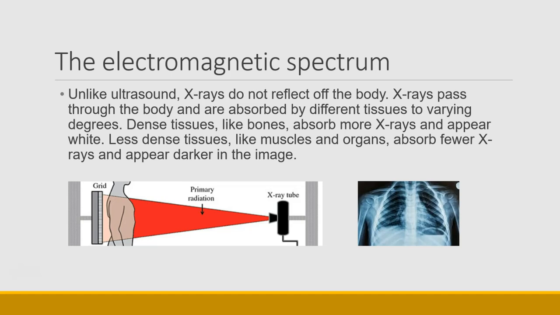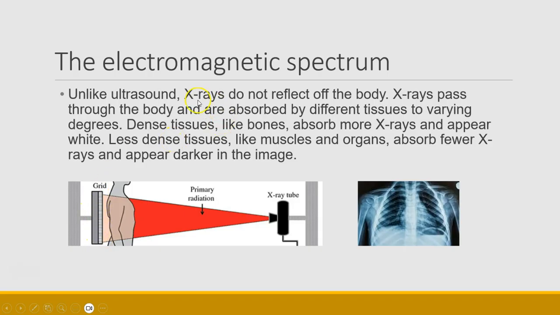Now, when we learnt about ultrasound, when we did sound waves, we learned that ultrasound actually reflects off the object. But in the case of X-rays, they don't reflect off the parts of the body that they hit. They actually have so much energy that they pass right through the body. They are then absorbed by different tissues. So here we have an X-ray tube. It releases the X-ray radiation. It moves through the body of the patient, right through, and it creates an image.